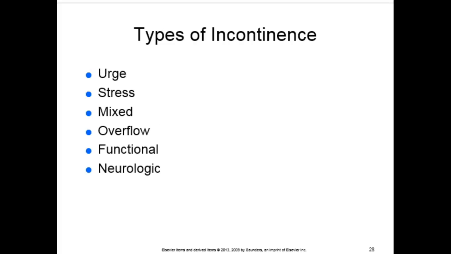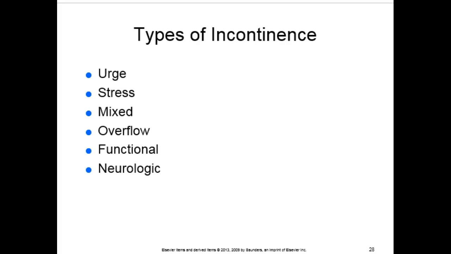There are different types of incontinence. Urge incontinence is the involuntary loss of urine when there is a strong urge to urinate, otherwise known as urinary urgency. Stress incontinence occurs when the urethral sphincter fails and there's an increase in intra-abdominal pressure caused by things such as sneezing, laughing, coughing, or exercising. Mixed incontinence is a combination of the different types of incontinence, such as stress and urge incontinence.